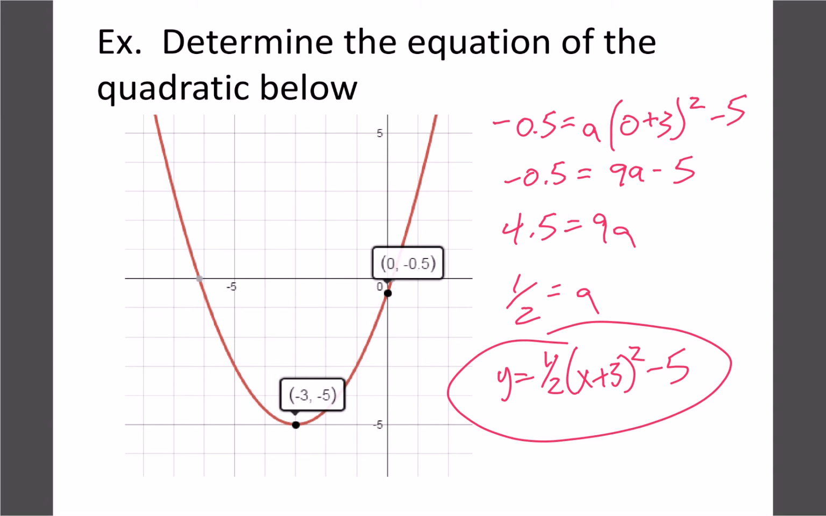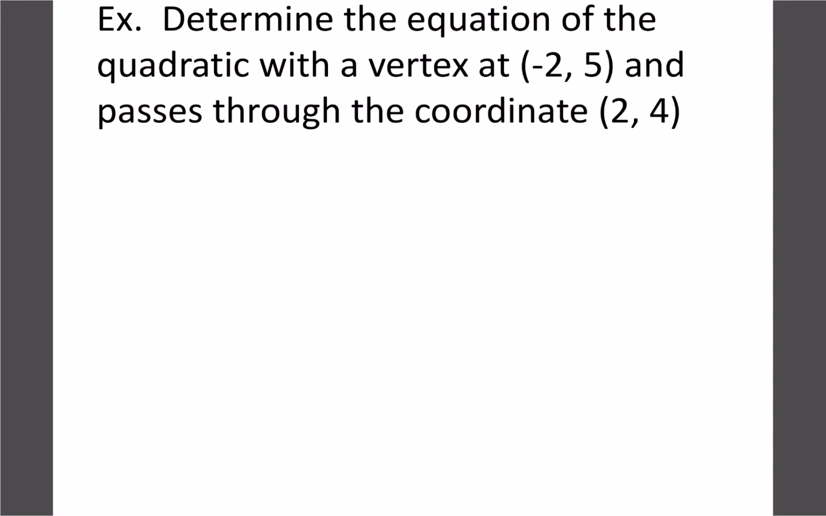Okay, so it's pretty straightforward once you get the hang of it. It doesn't have to be given to you as a graph. They can give you the coordinates. So this is pretty much the same thing. We got our vertex, so there's our P and Q. We've got another coordinate, so that'd be our x and y. So we can just plug those in again. So y equals a times (x minus p) squared plus q.